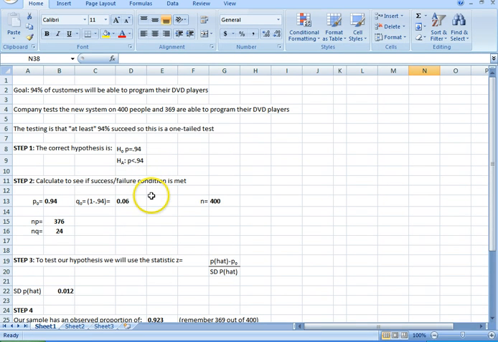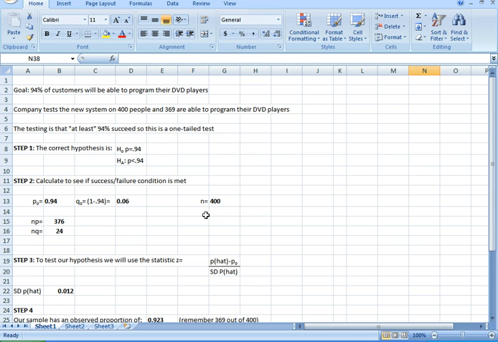Our next step, we need to make sure that all the conditions are met. Things are looking good here. We want to use the 1 proportion z test, and our final step is to calculate to see if success/failure conditions are met. So we need to know a few things. The first thing we need to know is our p0, and this is from our problem, and it tells us that 94% is what we're looking for. From there we can find q, because q is 1 minus that p0, which is 0.94, which comes out to 0.06, and n is our number of people that were in our test, and that's 400.